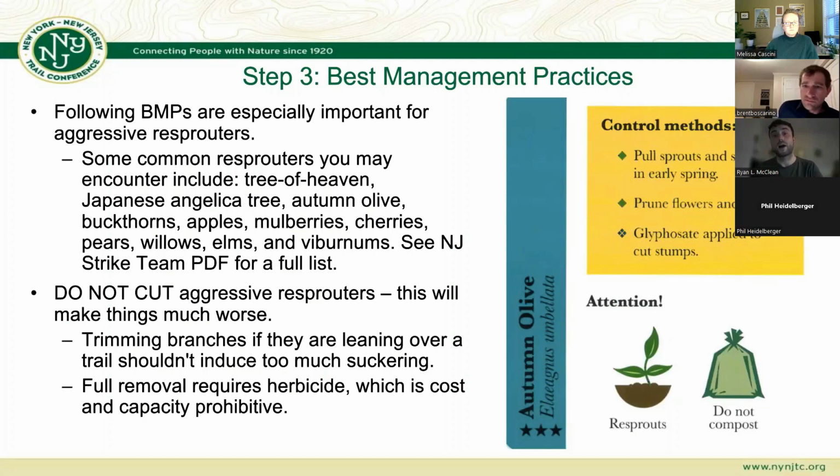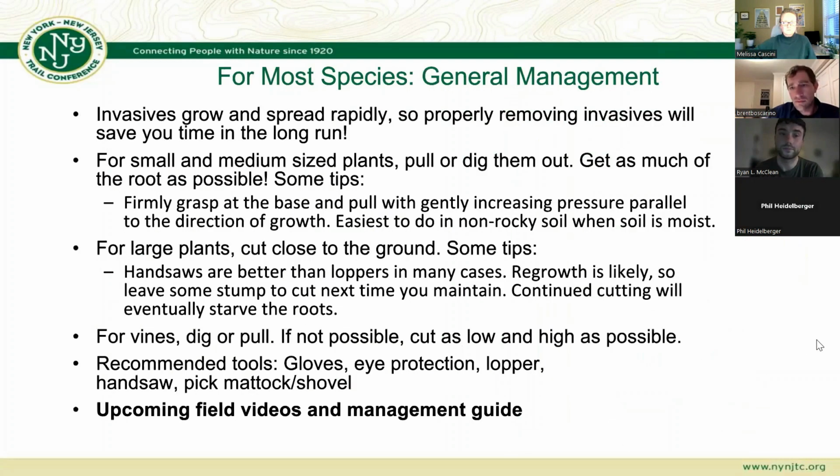There are a few more, and those are also listed on the New Jersey Strike Team PDF. So you can search for strong resprouter on there, and you can see if your species is a do not cut species. The recommendation that we have for managing these do not cut species is to just trim back branches that are leaning over a trail. This shouldn't cause too much suckering because you're not doing too much damage to that plant. Full removal of these species requires herbicide, which is cost and capacity prohibitive.